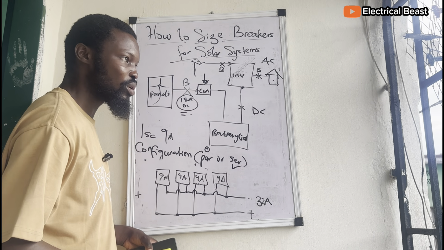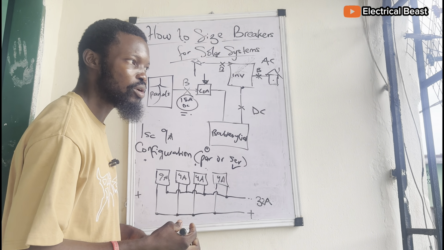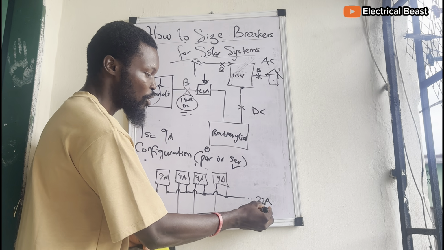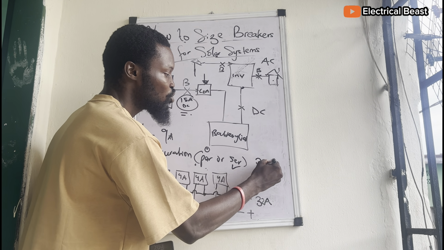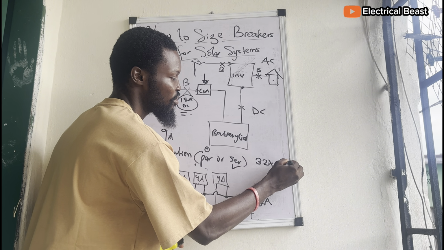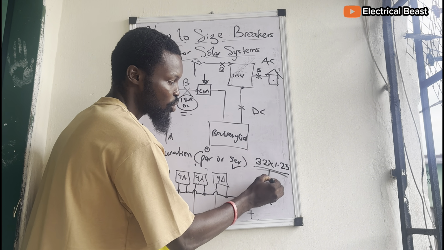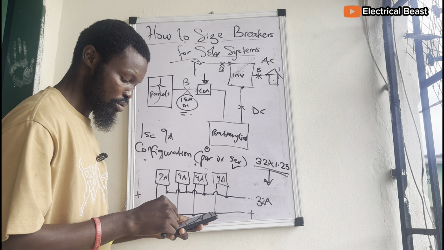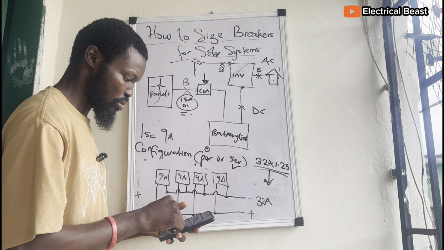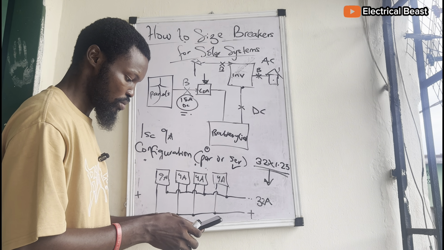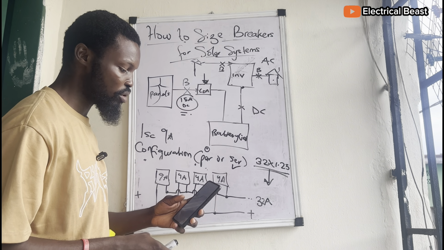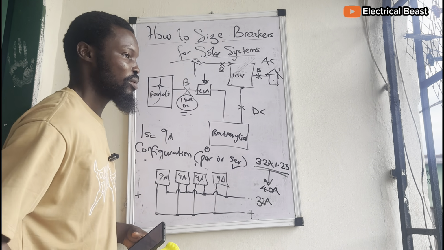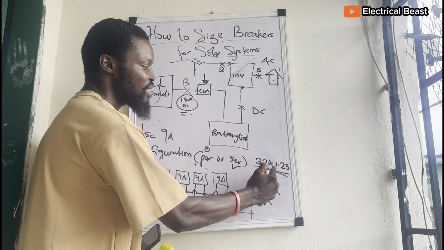This is the current. But for short circuit purposes or for fault purposes, when there's a fault, it can go as high as 32 times the factor 1.25. Hence the reason for this factor. So you multiply 32 by 1.25, let's do the multiplication. We have 40. So we have 40 amps after multiplying by this same factor.